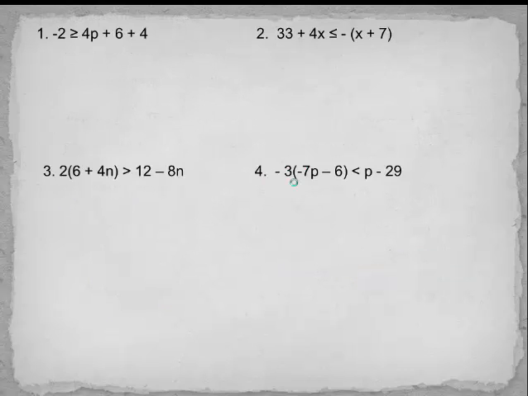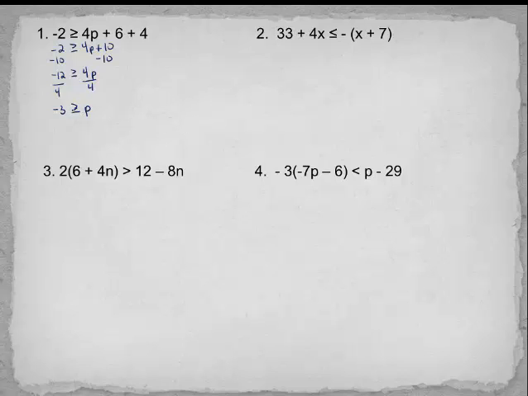Okay, so let's do a couple more where we're going to solve them and then graph them. I have negative 2 is greater than or equal to 4p plus 6 plus 4. So that's 4p plus 10. I'm going to subtract 10 from both sides. I'll have negative 12 is greater than or equal to 4p. Divide both sides by 4, and I get negative 3 is greater than or equal to p.